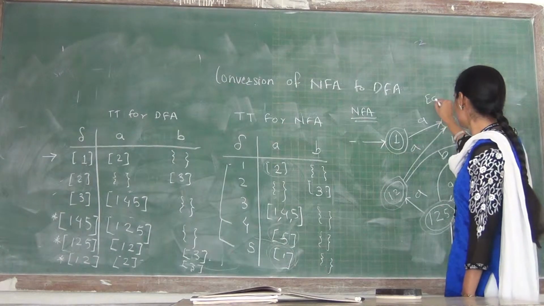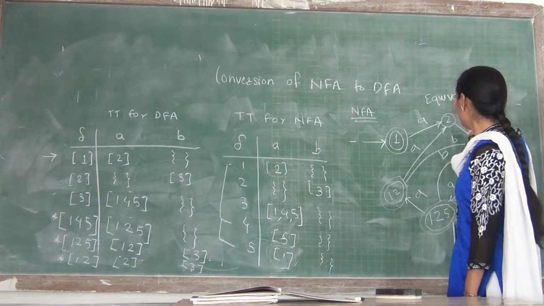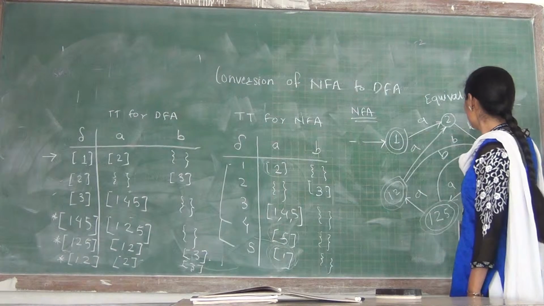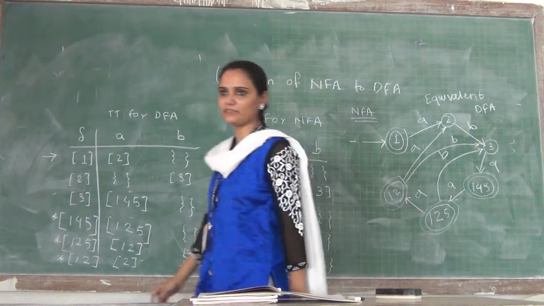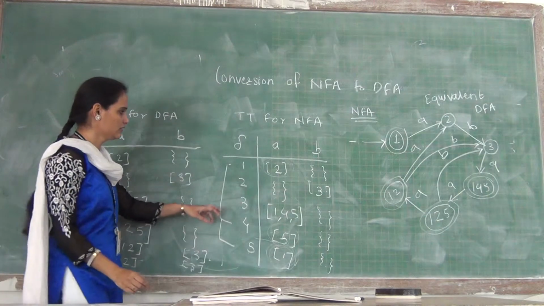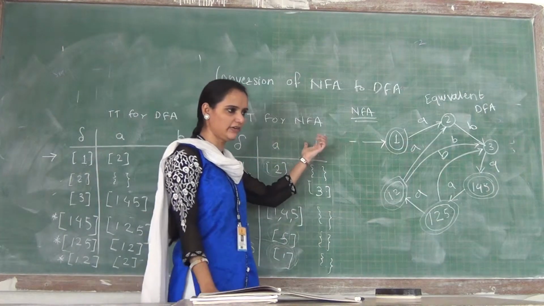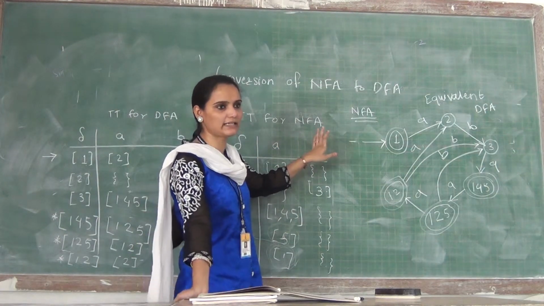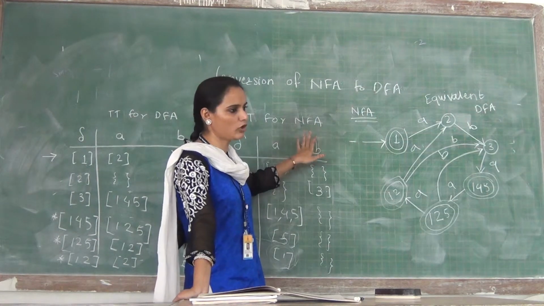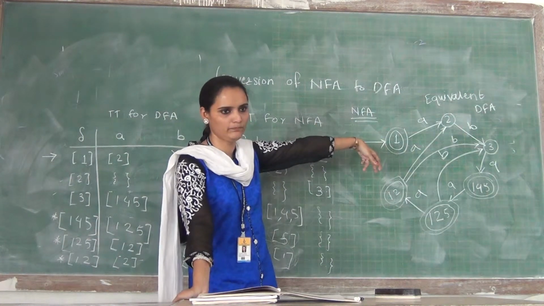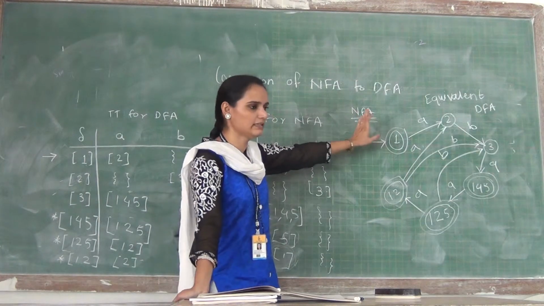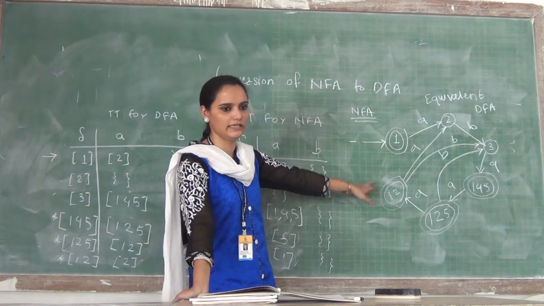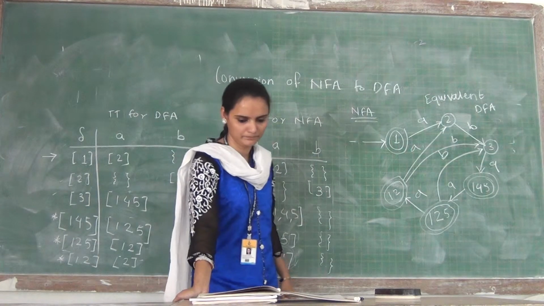So that one is the equivalent DFA. Equivalent DFA means, suppose in the previous NFA, whatever strings that NFA accepts, all those strings that DFA is also going to accept. So we write here, it is its equivalent DFA. Okay.